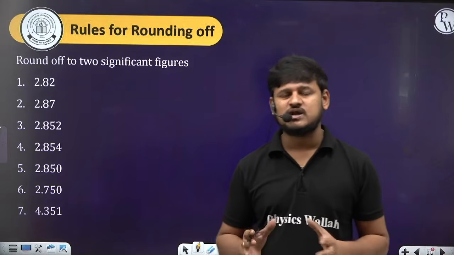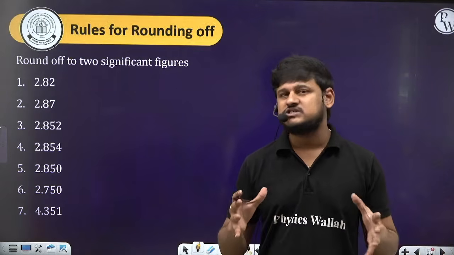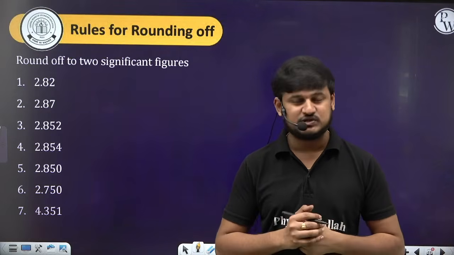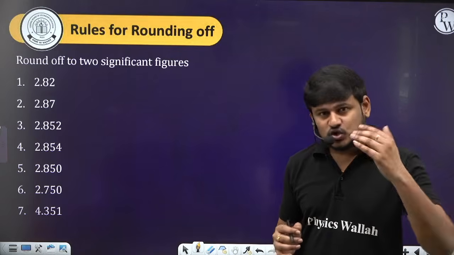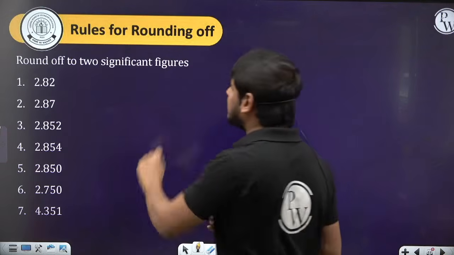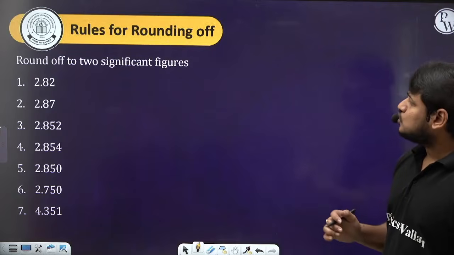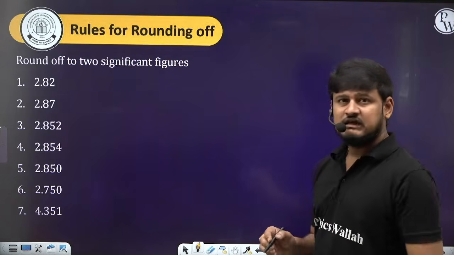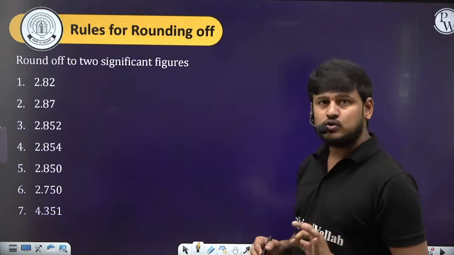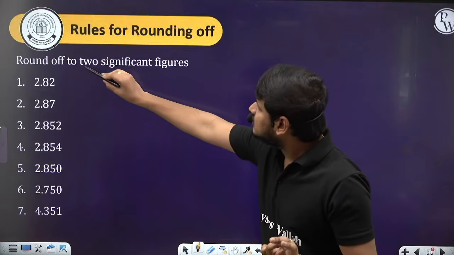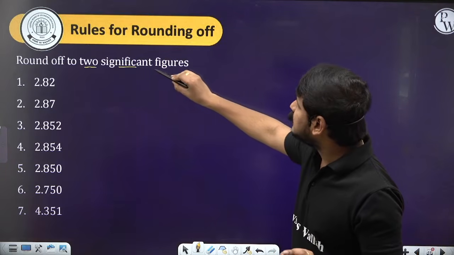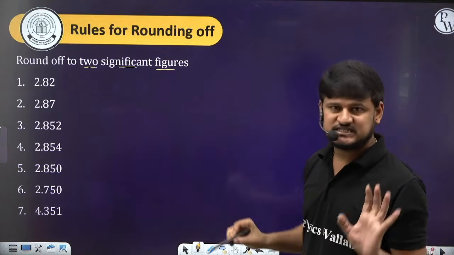Next, let's go for rounding off. Till now, whatever we have seen is about significant figures. Hope you guys understood about significant figures. Now let's go for the rounding off concept. The simple rule depends on how many digits you are going to round off to. Here, round off to 2 significant figures. Through examples we'll understand this concept.